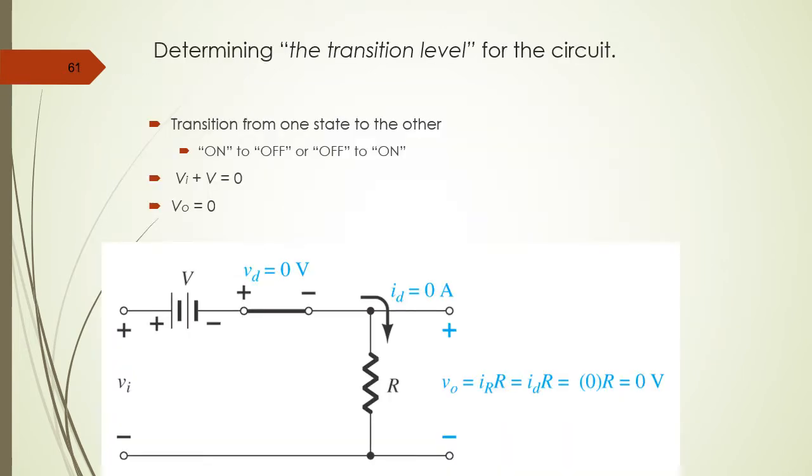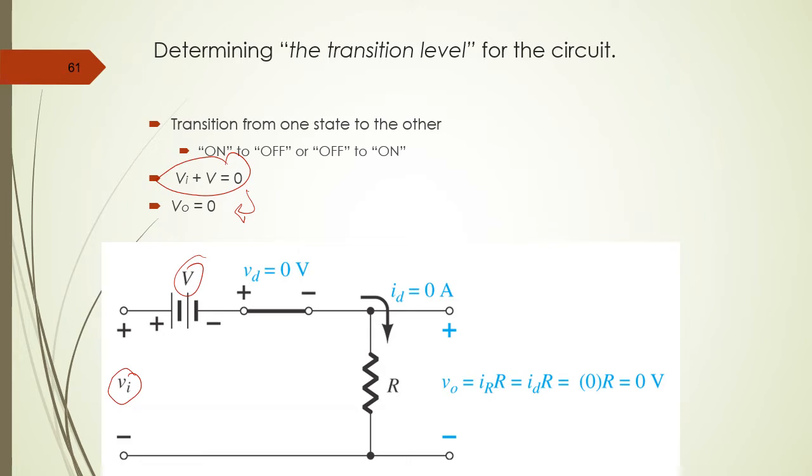First we need to determine the transition level for a circuit, the transition from one state to the other. That means it changes either from off to on or on to off. So we use this formula: Vi plus V equals 0. We want to determine the transition level, the boundary between the off state and the on state. At this juncture, the value of Vout equals 0.